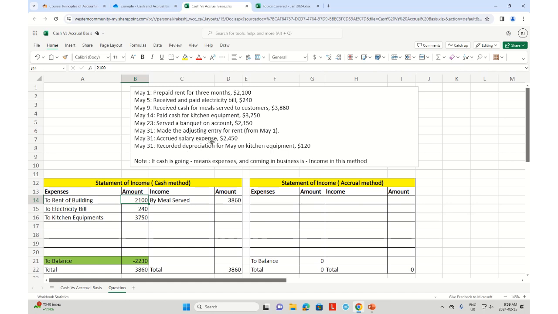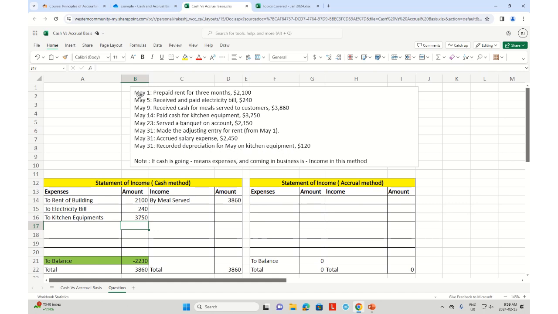Accrual salary expenses, what is the meaning of this? It means the salary was due but not paid. The transaction has occurred but we have not paid cash, so we will not write here under the cash basis of accounting. Next, recorded depreciation for May on kitchen equipments.